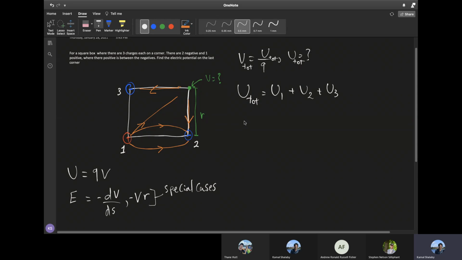Okay. So now we want to find what is U1. U1 is going to be the potential energy from this point at that. So would 1 be considered the origin? Like if it's scalar, then. That's a good question. Let's say that your origin is infinity.